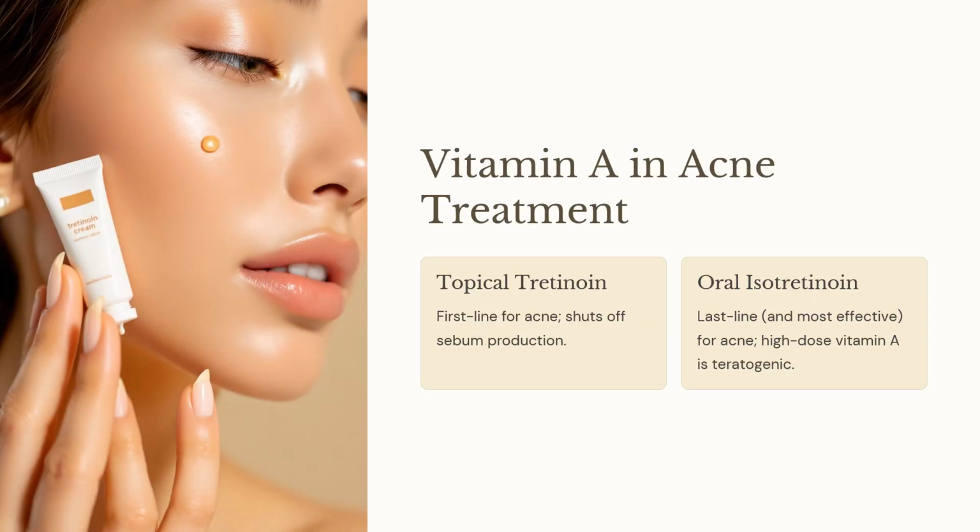How is this vitamin A used in acne treatment? We use topical retinoin, which is the first line treatment for acne because it will shut off the sebum production. And oral retinoin, which is the most effective for acne, but since oral retinoin becomes a high dose vitamin A, that is teratogenic. Sometimes we get a doubt: previously we saw the mechanism of action of retinoic acid, that is vitamin A, that is the retinoin.